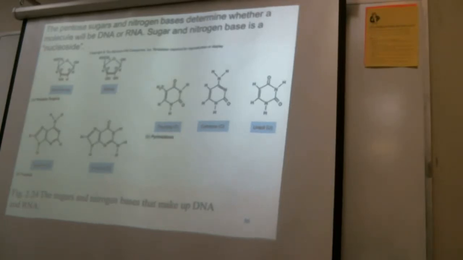Now, on this slide, there's one of these terms I want you to know. At the top, the term nucleoside. That's not quite a complete nucleotide. The nucleotide has, remember, the base, the sugar, and the phosphate. The nucleoside only has the sugar and the base. So the nucleoside is the nucleotide minus the phosphate. So nucleoside means it's just the sugar and the nitrogen base.